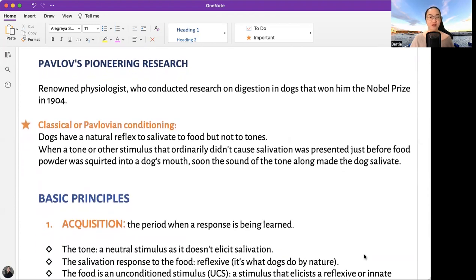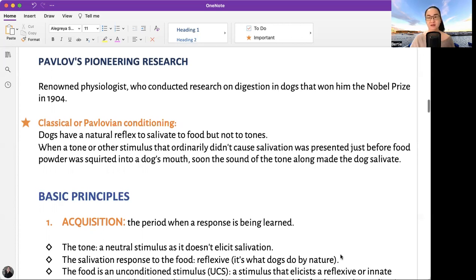Classical or Pavlovian conditioning. Dogs have a natural reflex to salivate to food, but not to tones. When a tone or other stimulus that ordinarily didn't cause salivation was presented just before food powder was squirted into a dog's mouth, soon the sound of the tone alone made the dog salivate.